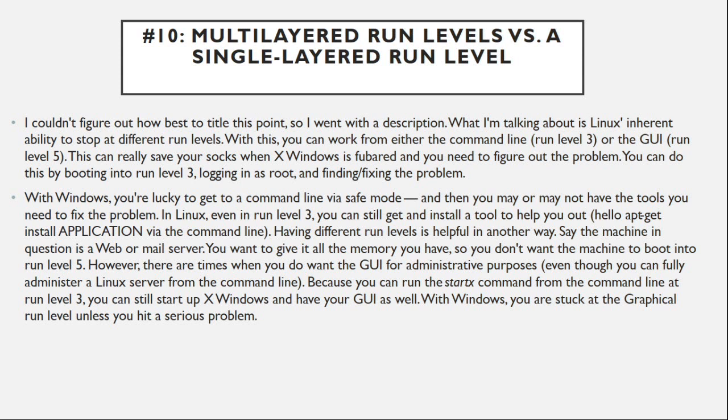Having different run levels is helpful in another way. Say the machine in question is a web or mail server. You want to give it all the memory you have, so you don't want the machine to boot into run level 5. However, there are times when you do want the GUI for administrative purposes, even though you can fully administer a Linux server from the command line. Because you can run the startx command from the command line at run level 3, you can still start up X Windows and have your GUI as well. With Windows, you are stuck at the graphical run level unless you hit a serious problem.